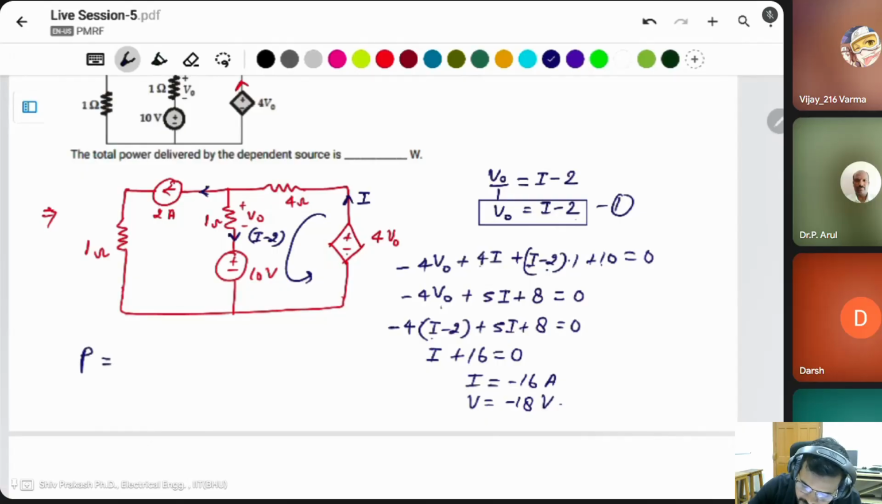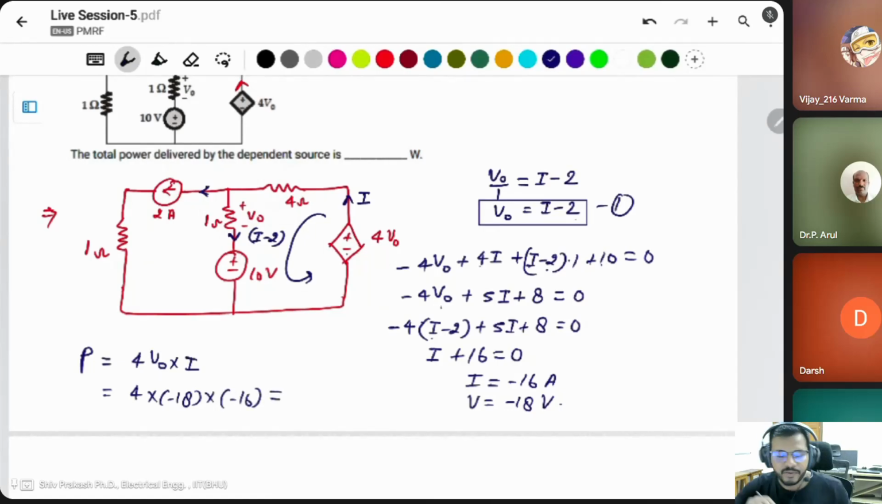Power delivered by this one, the dependent voltage source, is 4 V naught times I. 4 V naught is equal to minus 18, I is equal to minus 16. We multiply these, 4 into 18 into 16, it will be 1152 watt.